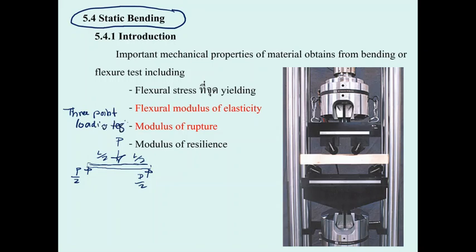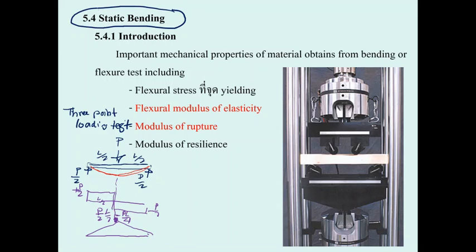What do we measure in this test? We measure the P, and we also measure the deflection. What we have from this is the shear diagram. This one is going to be plus P/2, this is minus P/2, and also the moment diagram. The maximum moment is going to be under the load. This is L/2, right? P/2 times L/2 is going to be PL/4.